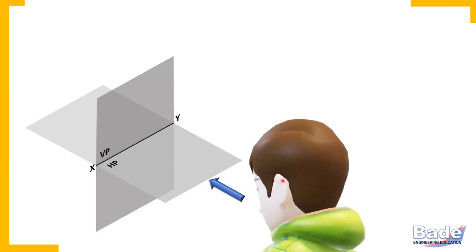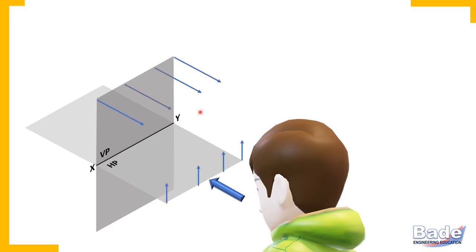Primary position of observer is considered in front of VP and observing the object in the direction perpendicular to VP. So with reference to this position of the observer, the 4 portions of the space made by these 2 reference planes are defined in this manner.